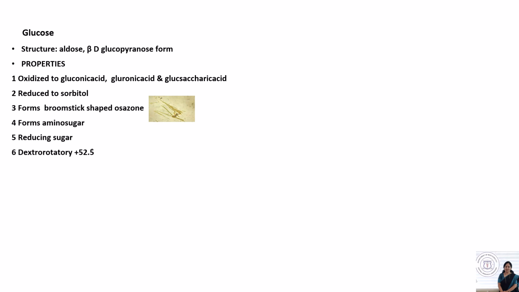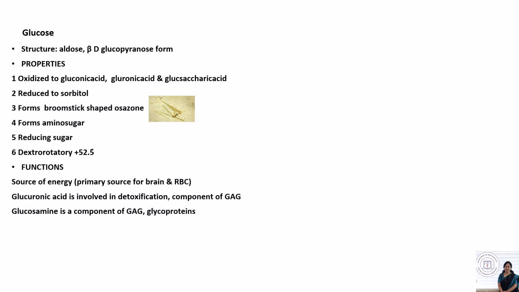Now glucose can be reduced to sorbitol. Glucose forms broomstick shaped osazone crystals. This is how the crystal looks when we observe it under a microscope. Next, replacement of the OH group at the second carbon atom of glucose forms amino sugar. Glucose is a reducing agent because it reduces; it answers Benedict's test positive. Now glucose is dextrorotatory with an activity of plus 52.5.